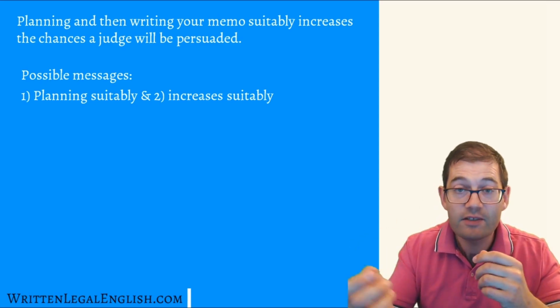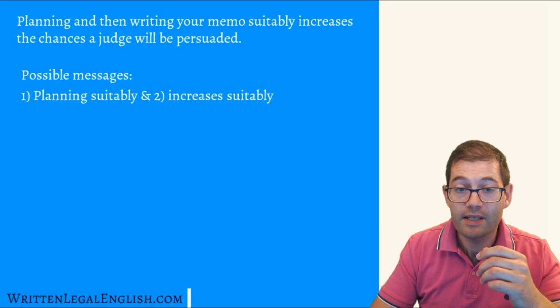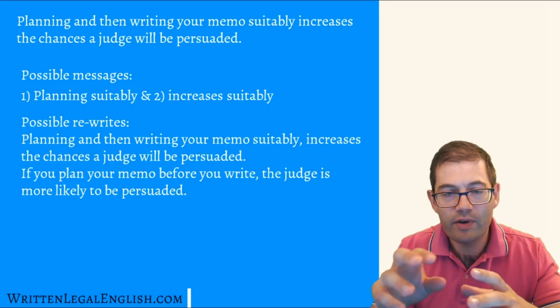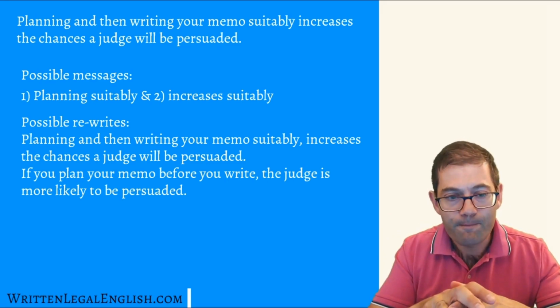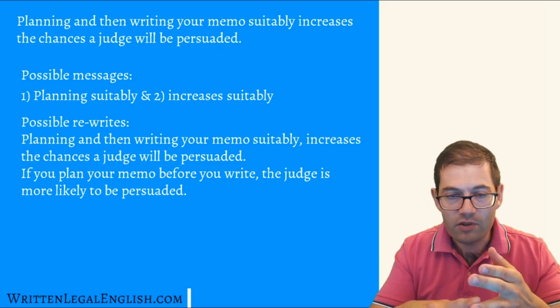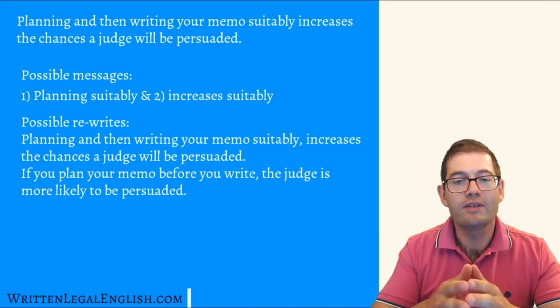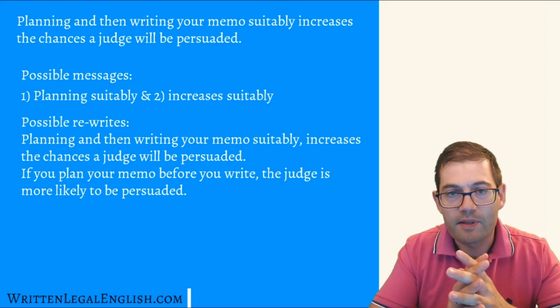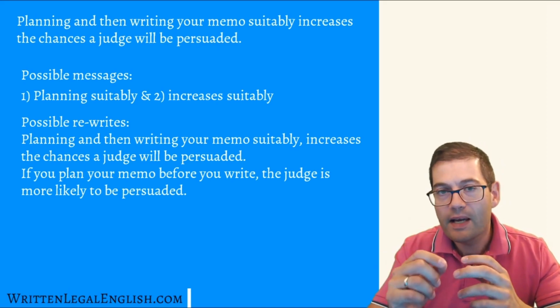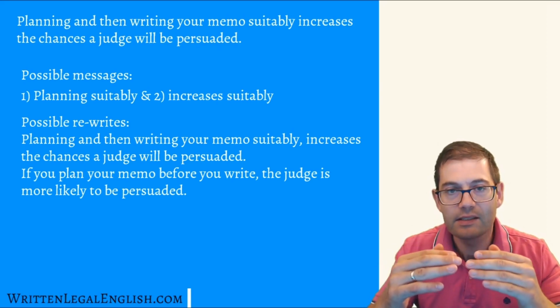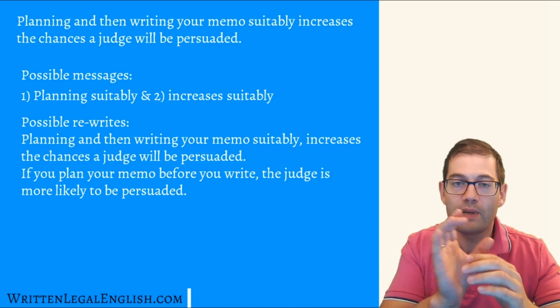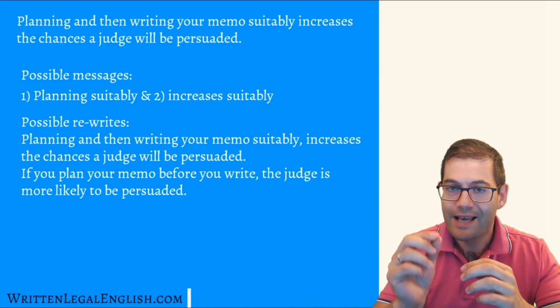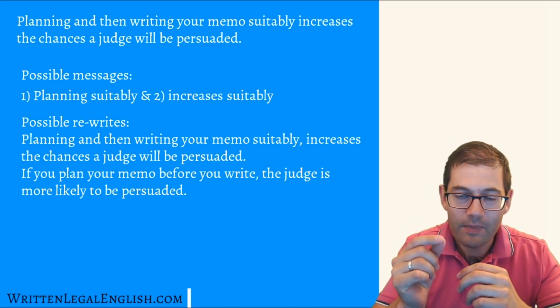Well, there's an easy way to do this and there is a difficult way to do this. The easy way to do this, if we concentrate on the first message, which is planning suitably, is we can just introduce a comma. Planning and writing your memo suitably, comma, increases the chances a judge will be persuaded. So this comma has the effect of dividing this sentence into two different clauses. And you can see that suitably is included in the first clause. And that's the effect a comma can have.